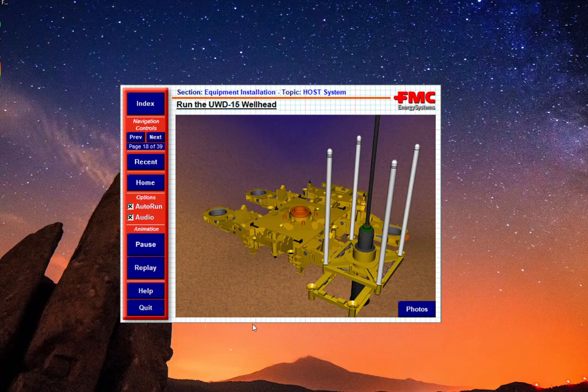30-inch casing, and the wellhead assembly is landed in the 30-inch wellhead. Further detail about the UWD-15 wellhead configurations can be viewed in the drawing section of this presentation.